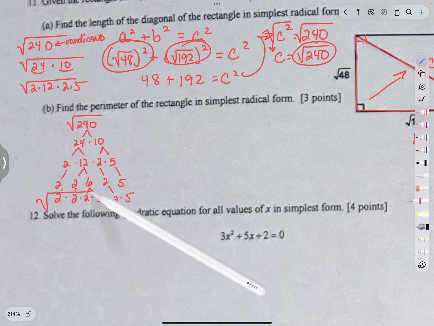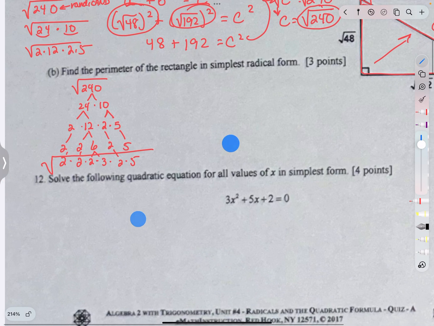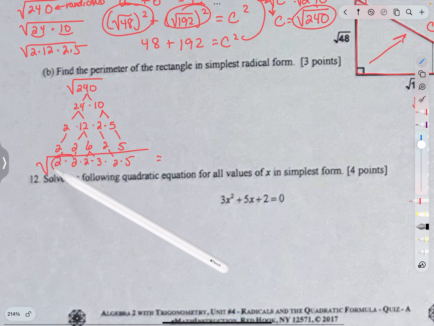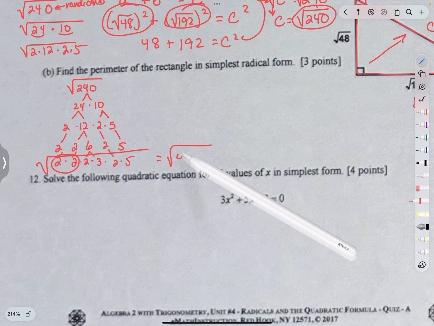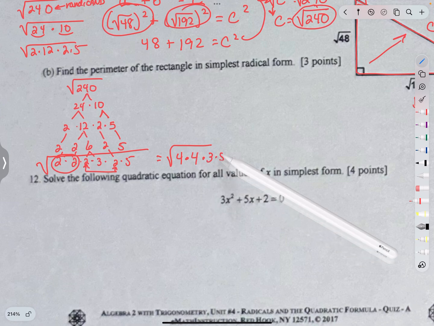240. And so if it's a square root, what I'm looking for is two of a kind, because when you have two of a kind, they're a perfect square. Let me show you what I mean by that. When I see a pair of twos, I can think of that as the square root of 4. Here's another pair of twos. I could put those together. That's another 4. And then the 3 times 5 are still there.